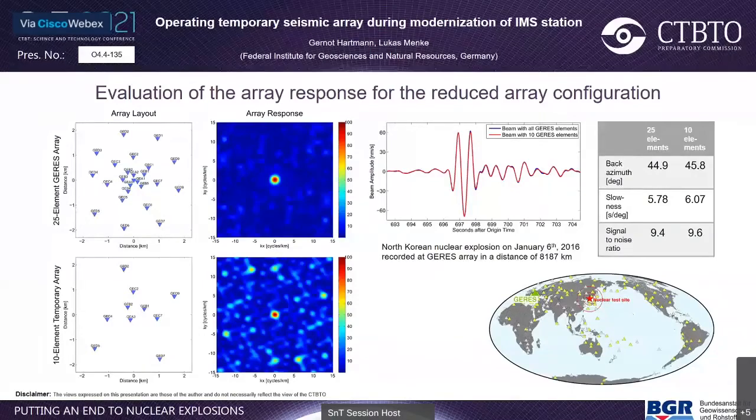Both beams are plotted one upon the other. The differences are marginal, as no significant degradation of the beam amplitude can be observed.